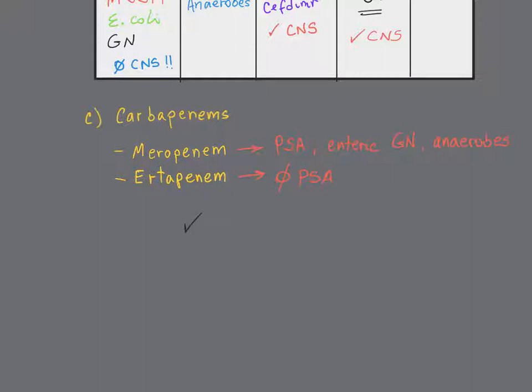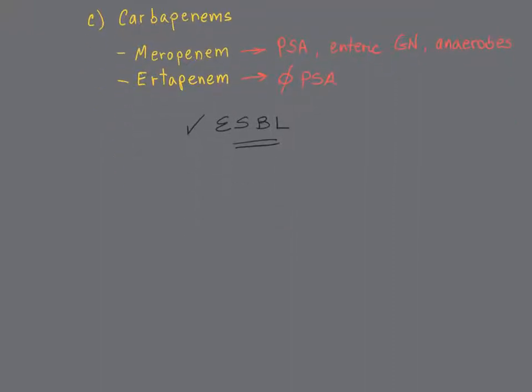What's very important to point out here is that these antibiotics are the drug of choice for ESBL producing organisms, especially in the setting of sepsis and bloodstream infections.